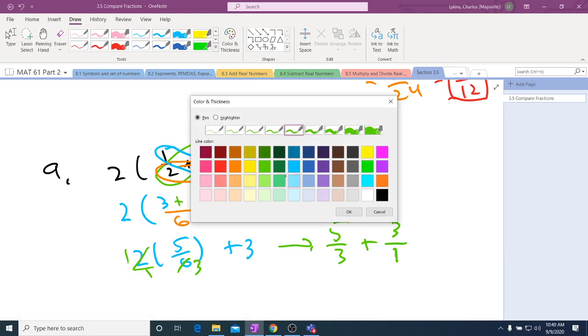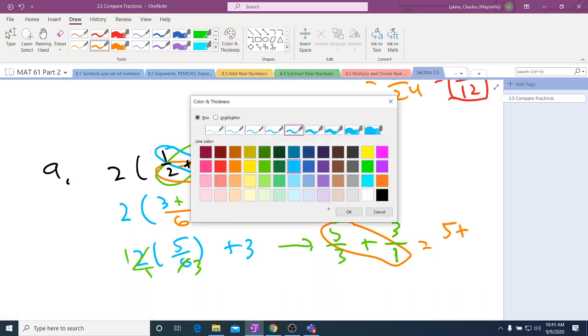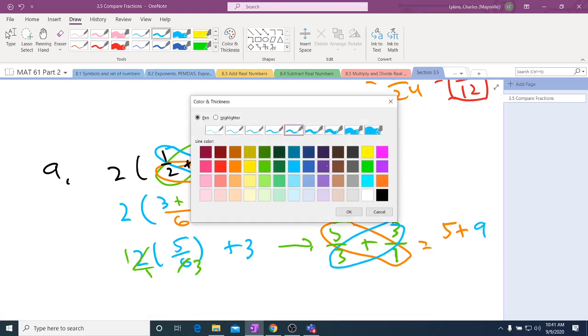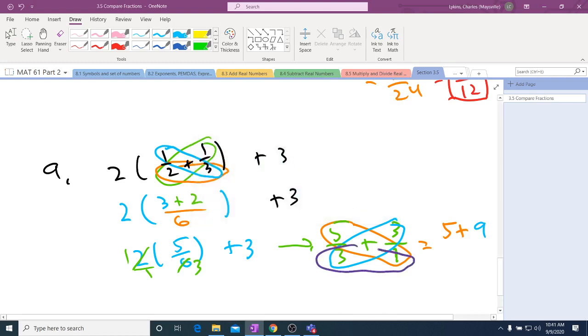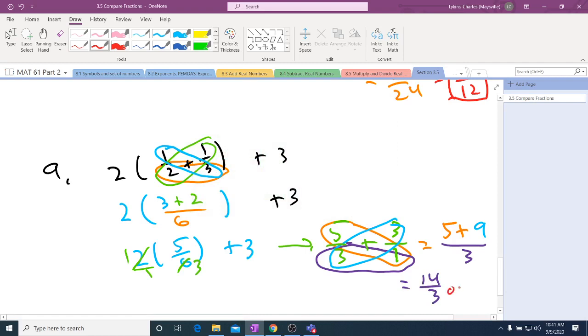And now I'm going to just do five times 1 is 5, plus 3 times 3 is 9, over 3 times 1 is 3. So that gives me 14 over 3. Now if it asks you for a mixed number, you could say, okay, 3 goes into 14 4 times. 4 times 3 is 12. That gives me 4 and 2 remainder over 3. So either one is acceptable.